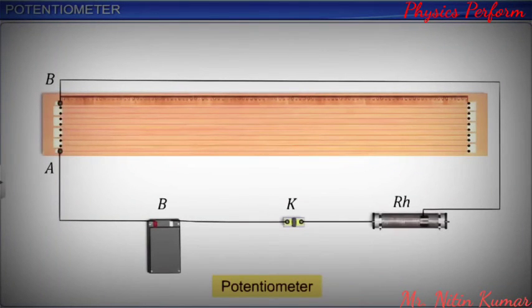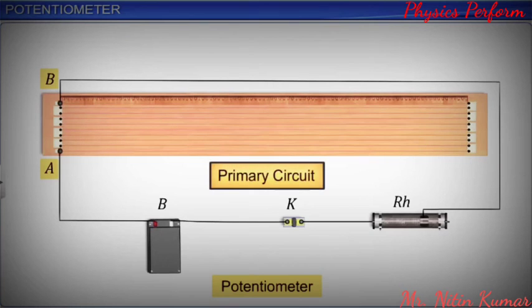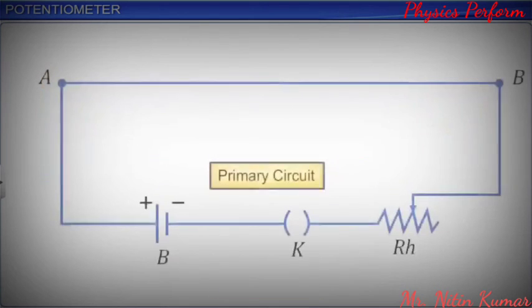The endpoints of the wire, say A and B, are connected to a primary circuit consisting of a battery, B, a plug key, K, and a rheostat, RH. Here is the circuit diagram of the circuit we have just described.